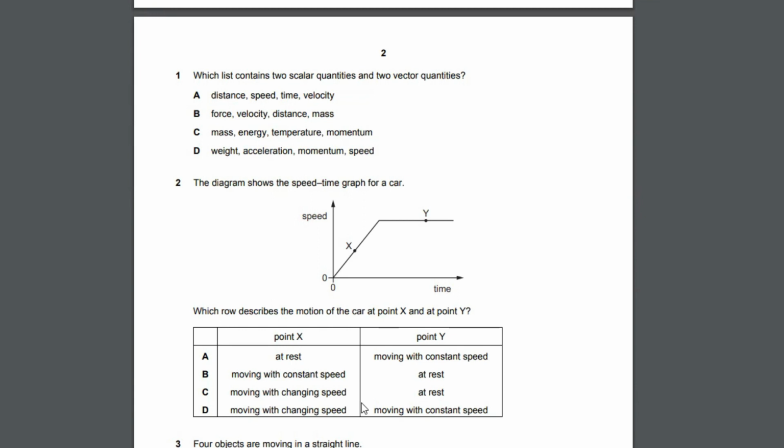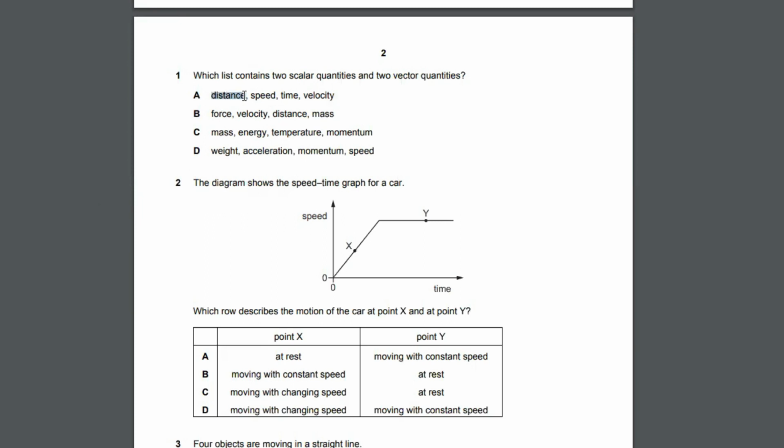So scalar quantities are quantities which only have a magnitude, meaning only value. So speed in this example would be a scalar quantity, because it only tells you how fast you are going, not where you are going. Vector quantities have magnitude plus a direction.